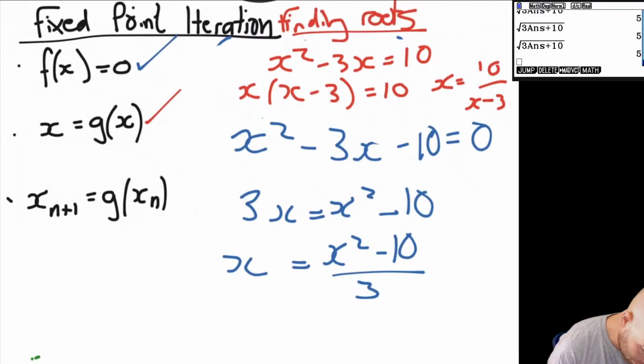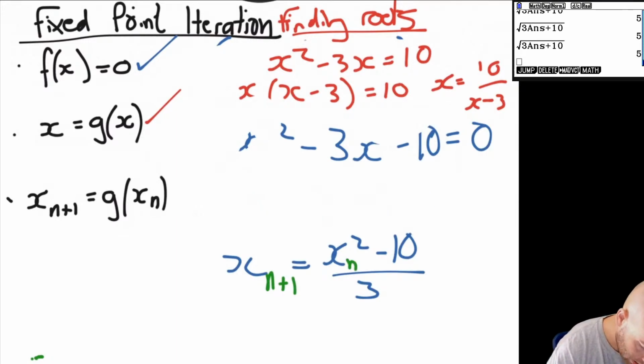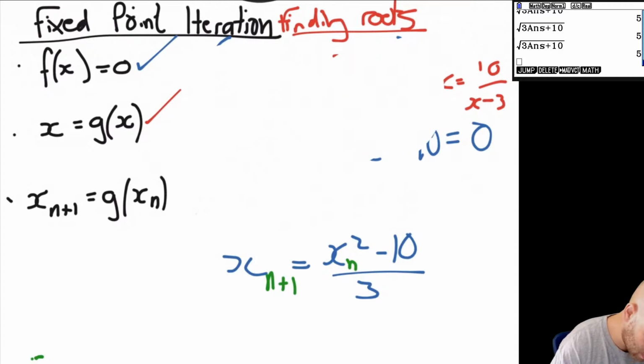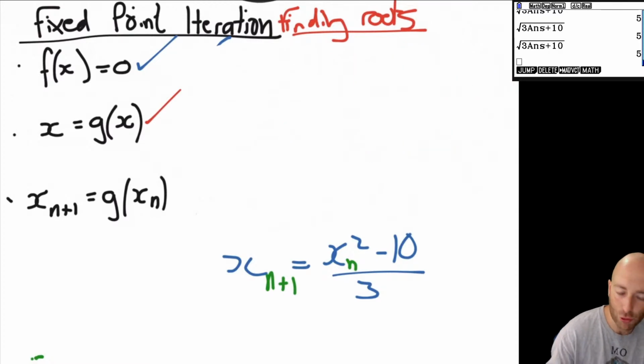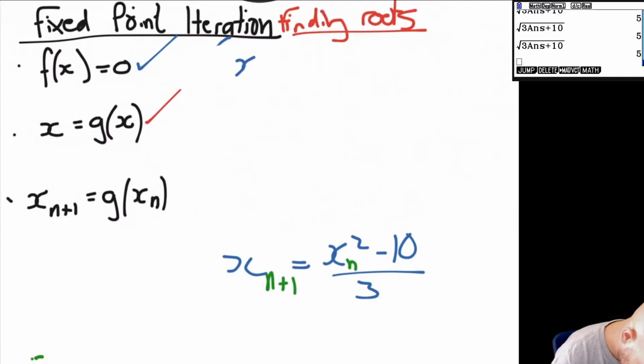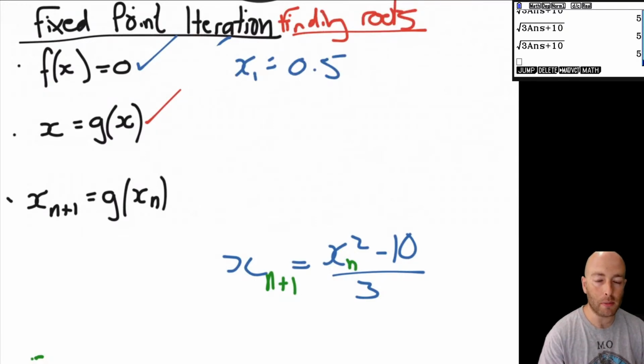Right, real quick then, let's write in n plus 1 and n, and turn that into an iterative formula. Should we start with the same value or a different value? We'll try 0.5 again. So x1 is 0.5. Let's do this on the calculator up there.